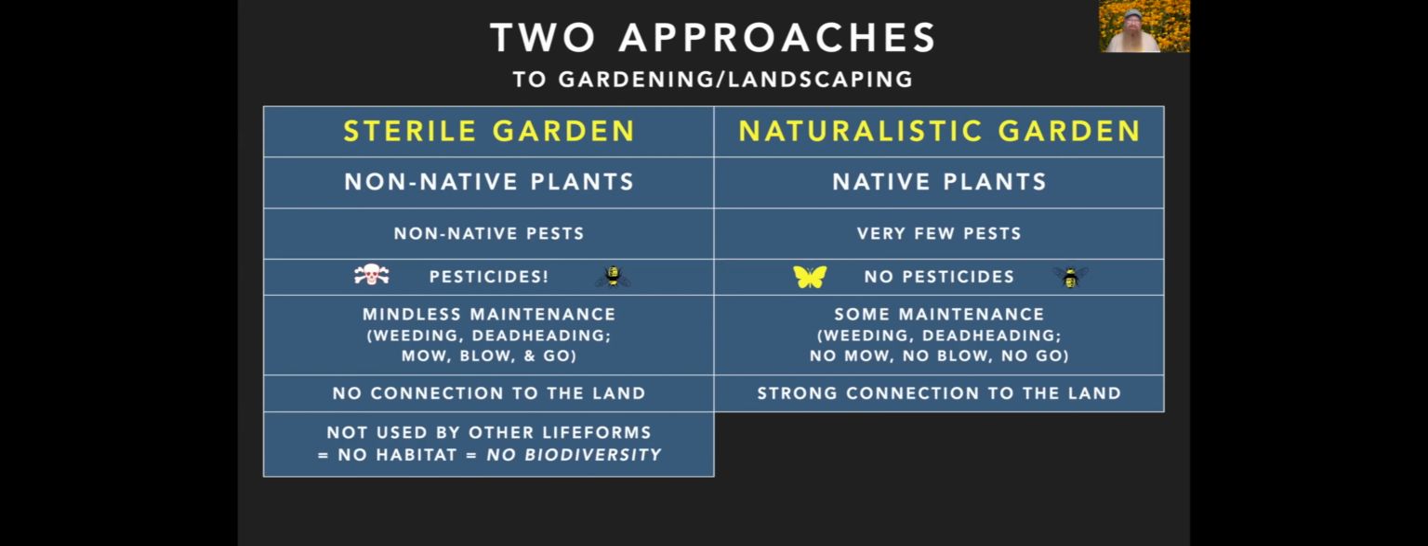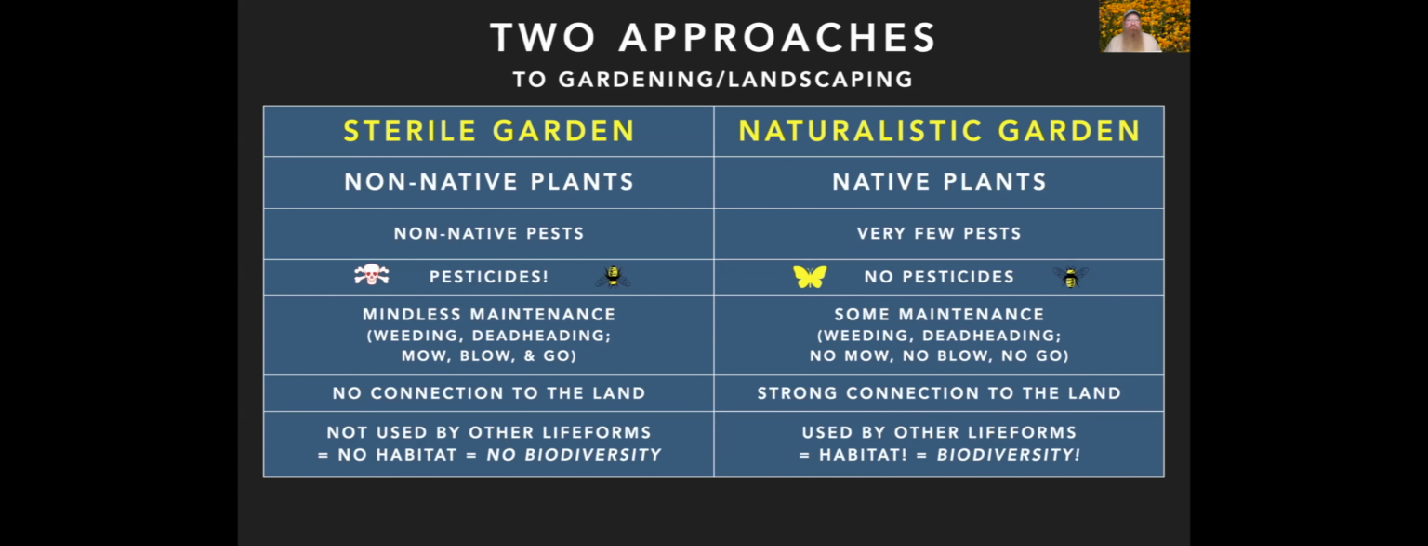In a naturalistic garden, it's used by other life forms. You're going to find living things in your naturalistic garden. Lizards come in and they eat some insects. Caterpillars, butterflies, moths, grasshoppers, beetles. Oh my gosh, the list goes on. So other life forms will use that naturalistic garden, which means there's habitat there. There's biodiversity there. And you want that.